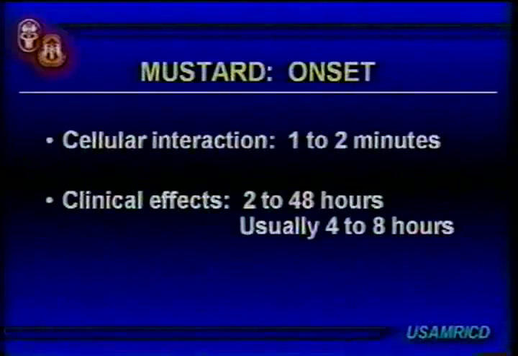Mustard's onset of effects, you know, it's a latent period. It's been called radiomimetic. It's just like radiation effects. It's like some other chemotherapeutic agents. It's like ultraviolet light from the sun. You don't feel anything, you don't know you're being harmed at first because of its delayed effects. So the onset is usually delayed from anywhere from 2 hours to 2 days. The average is about 4 to 8 hours.